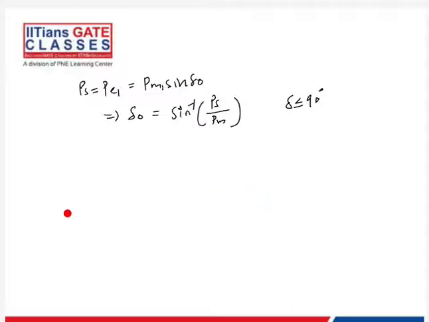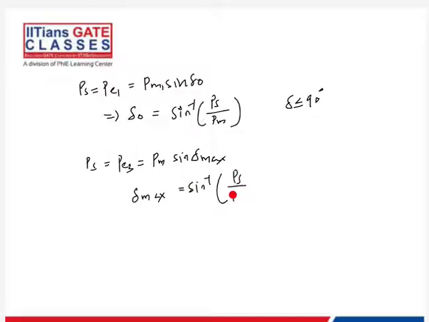Now similarly, what is delta max? It is PS is equal to PE3, which is EM3 sin delta max. So delta max would be equal to sine inverse PS by EM3. This also will be less than or equal to 90 degrees, which is why it is stable, right?